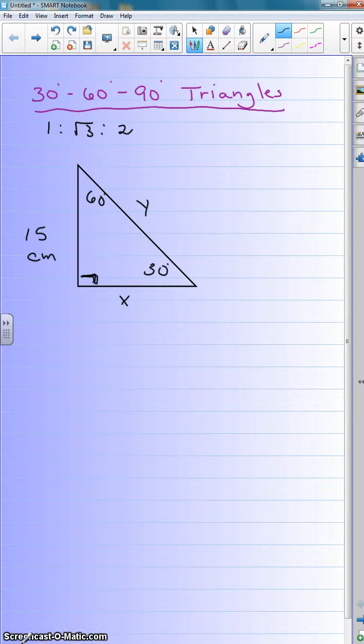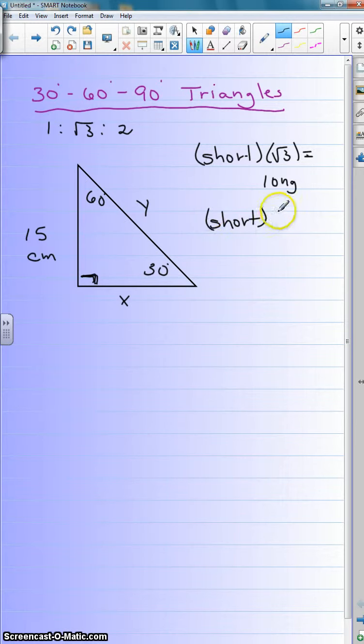And if you want to look at formulas, the short times square root of 3 will equal the long, and the short times 2 will always equal the hypotenuse. Everything always comes back to the short leg on the right triangle.